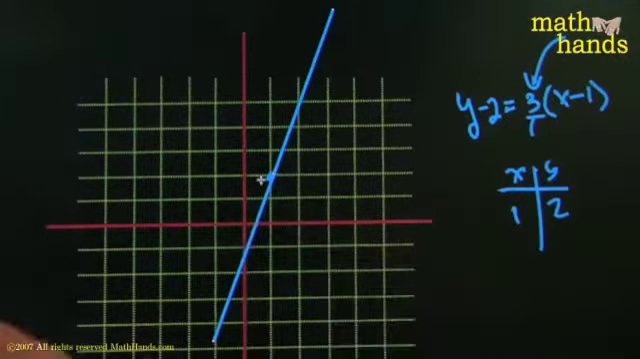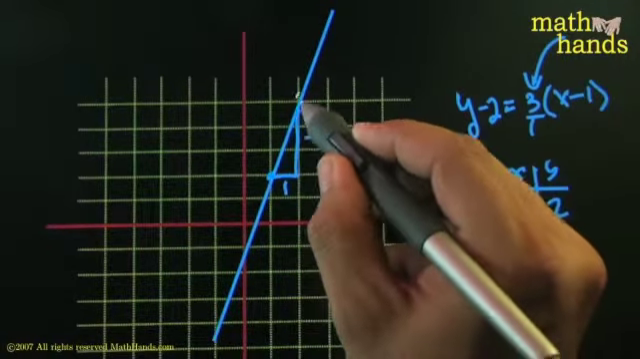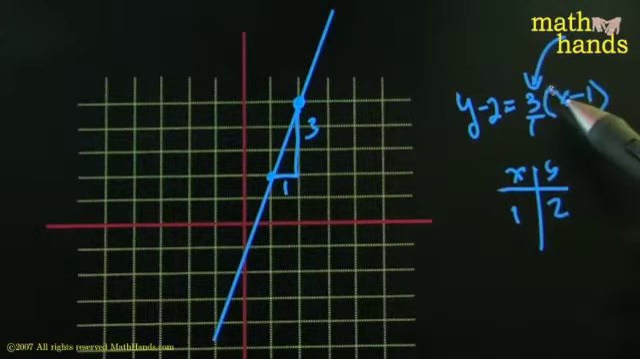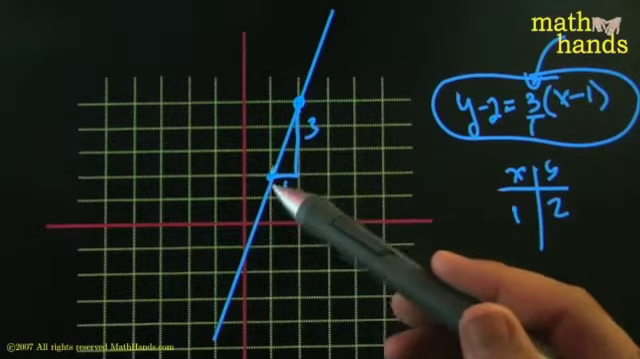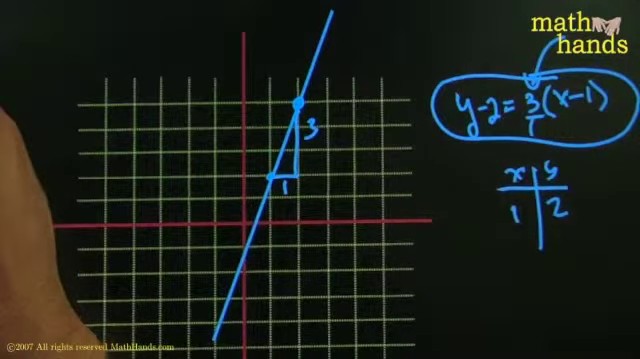So you run 1 and you rise 3. It has to go through these 2 points. That's the steepness right there, determined by the slope, of course. In this way, every single time you see an equation in this form, it should take you about 2 seconds to graph the line.